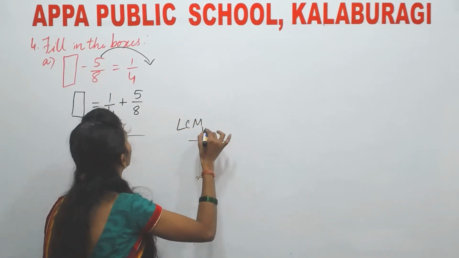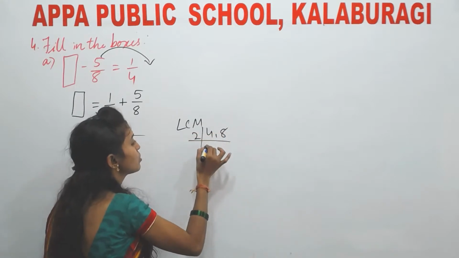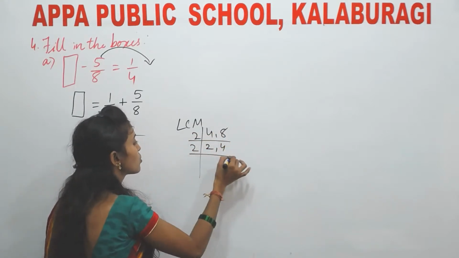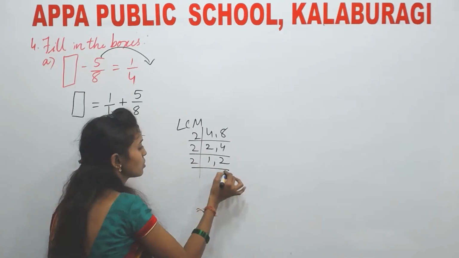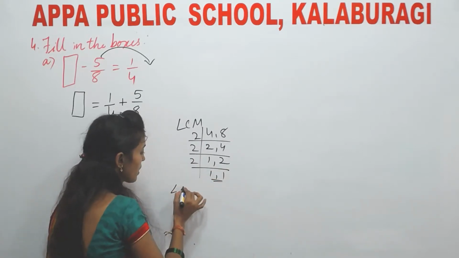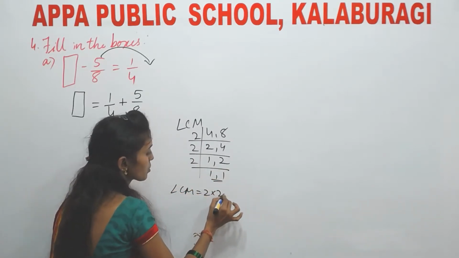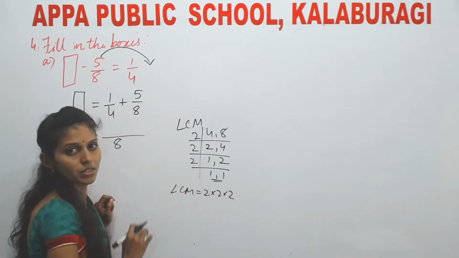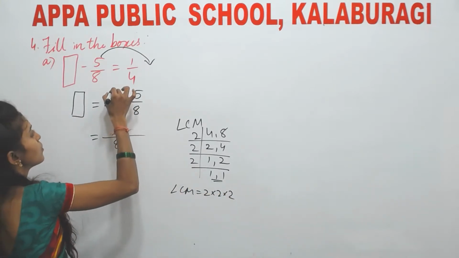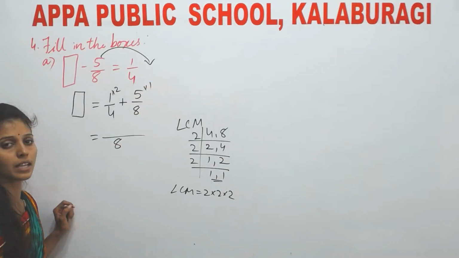Or else you can go through this: 4, 8. 2 twos are 4, 2 twos are 4. So the LCM is 2 into 2 into 2. 2 twos are 4, 4 twos are 8. Right? Yes. 4 twos are 8, 8 ones are 8.